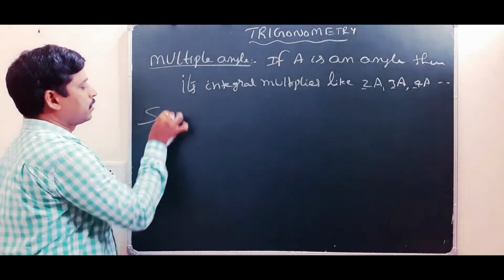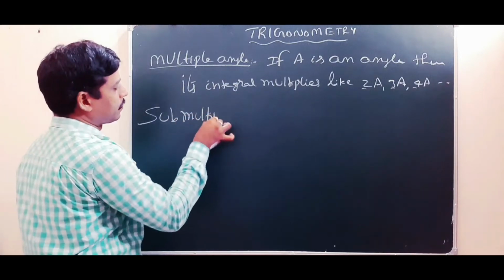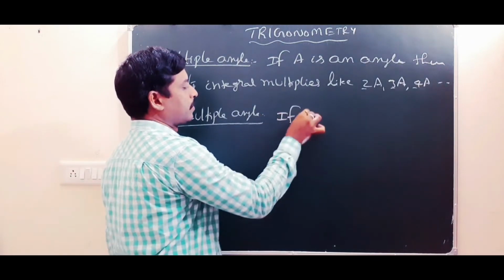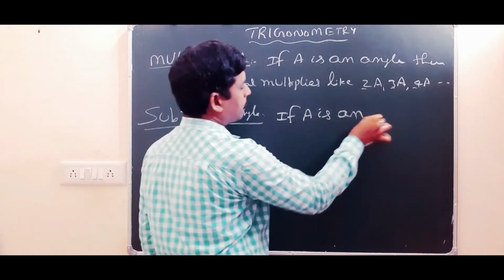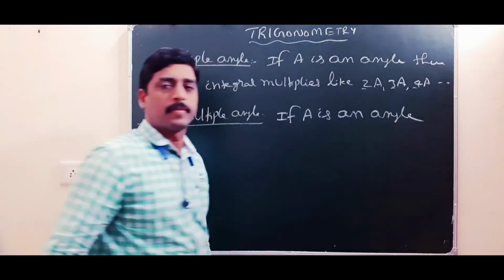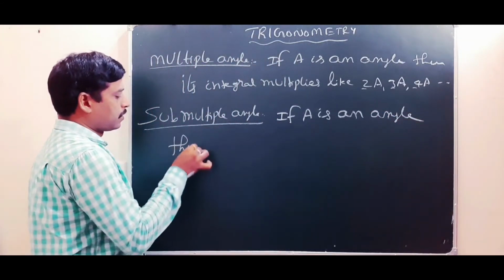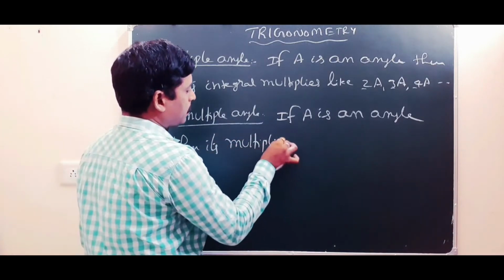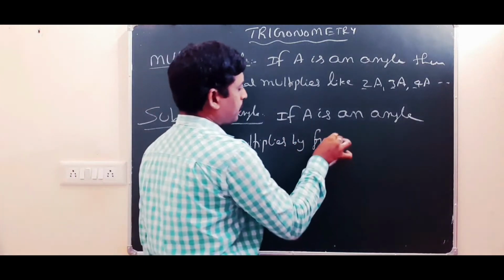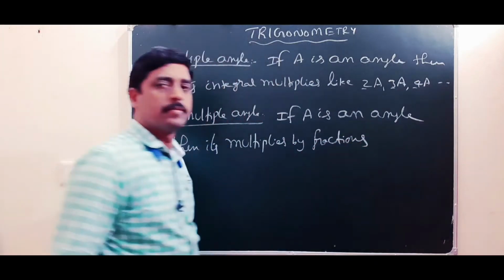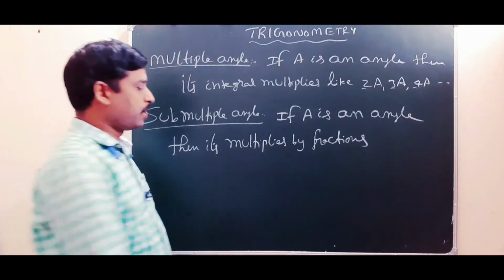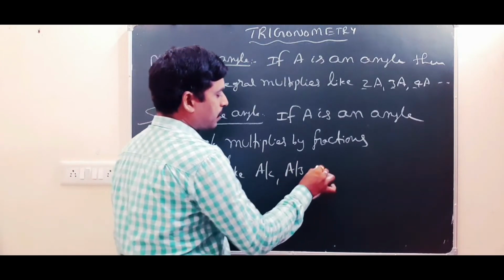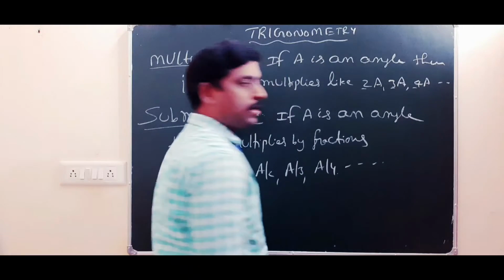So what are submultiple angles? Submultiple angle. If A is an angle, then its multiples by fractions, like A by 2, A by 3, A by 4, these are called submultiple angles.